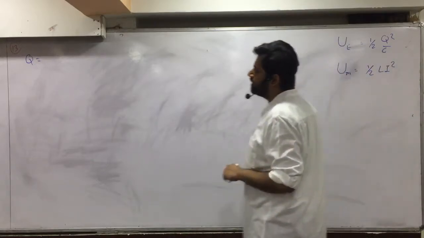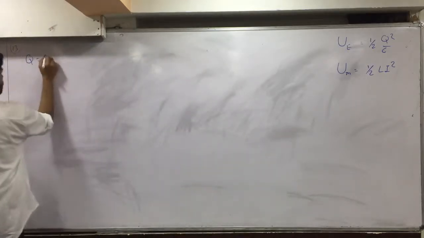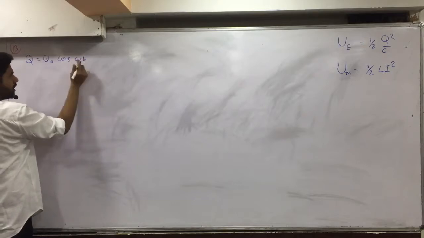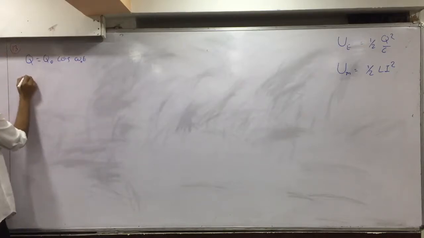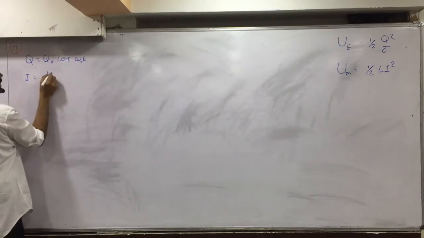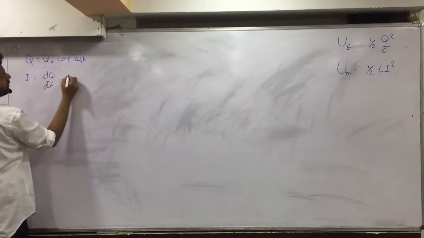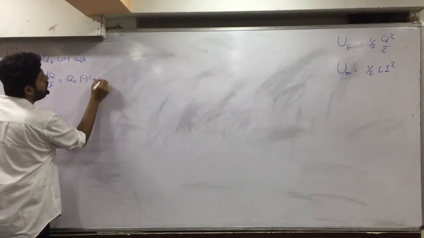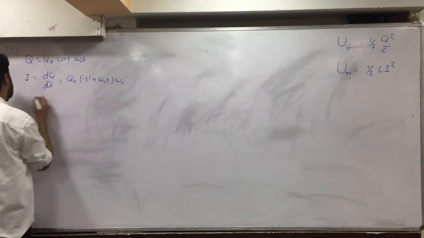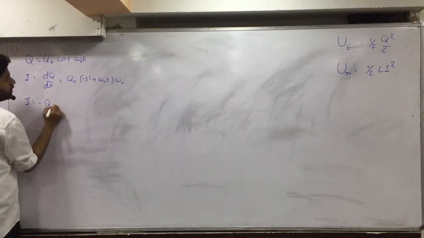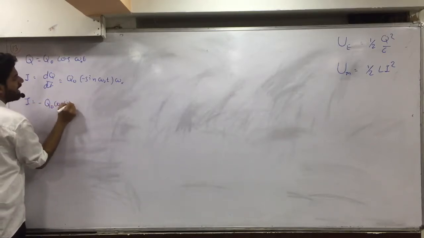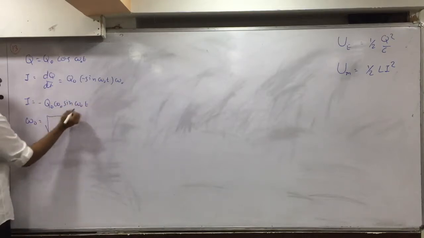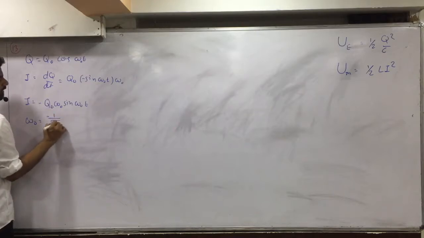So I should be having the value of Q, which is Q is given by Q0 cos omega t, or omega 0 t also we can say that. And the current is equal to dq by dt, which is equal to minus q0 sine omega 0 t into omega 0. So I is equal to minus q0 omega 0 sine omega 0 t. Omega 0 is the resonance frequency, 1 upon under root LC.